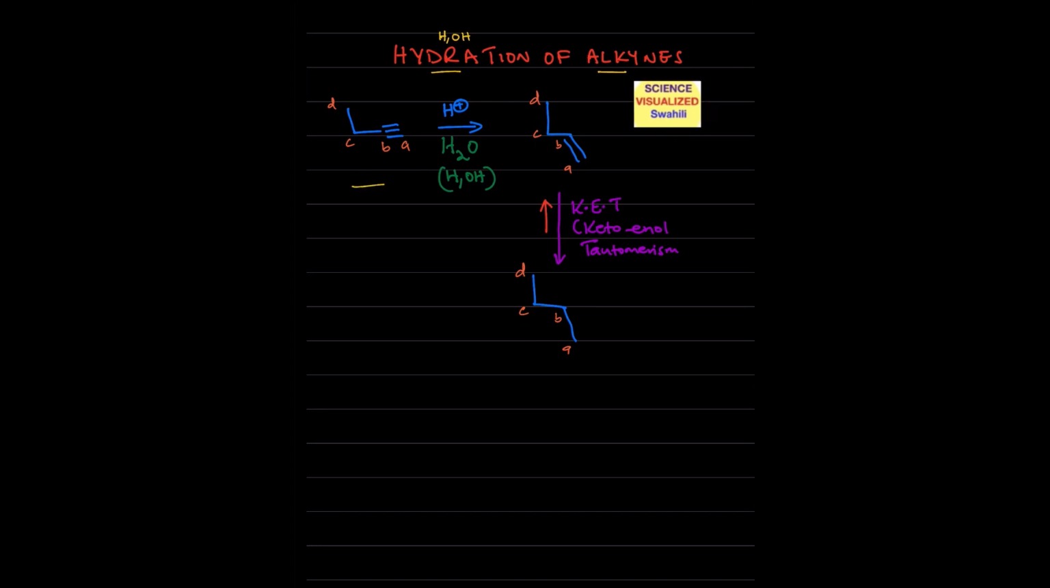So if you look at this alkyne here, I've labeled the first carbon as A, and then B, C, and D. The alkyne carbons are A and B. If you look at carbon number A, it actually has one hydrogen, while carbon number B has no hydrogen, so zero hydrogen.